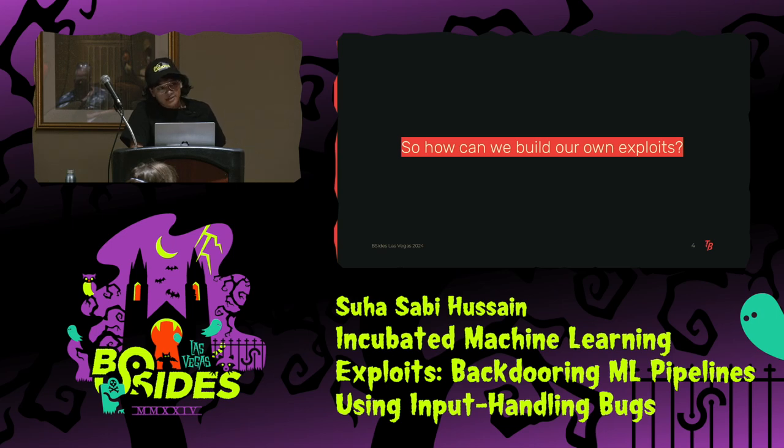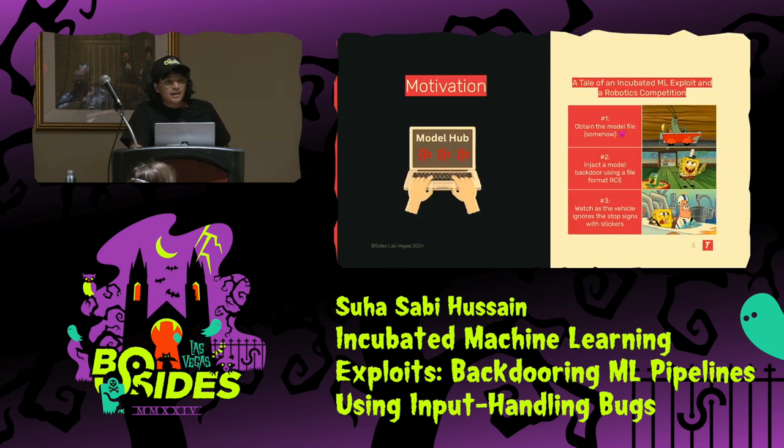So how can we actually construct our own useful exploits against ML systems? Let's play a game of pretend real quick. You're a college student and you really want the prize money for a robotics competition. So naturally, you decide to sabotage another team. Side note, I do not condone this behavior. I don't recommend it. I've never done it myself. But anyway, the competition requires teams to build a tiny autonomous vehicle that uses a specific pre-trained model and stops at stop signs. So you go ahead and find out that some of these stop signs have stickers on them. And you also find some flaws with how they've stored and distributed the model.